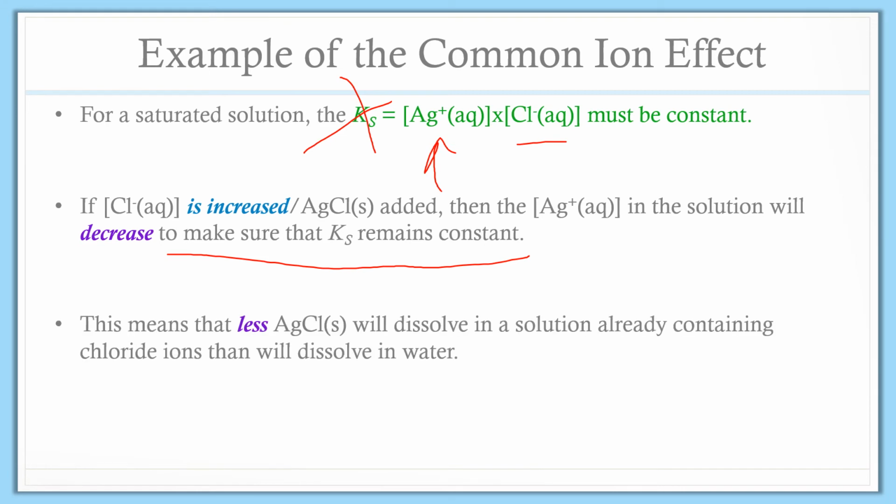Okay. So that means that less silver chloride will dissolve in a solution already containing chloride ions than will dissolve in water. Basically, what it means is because the chloride is already there, there's no more room for more chloride in the solution, even though there's room for the silver. Because in order for this silver chloride to dissolve, it produces one silver and one chloride. There's no room for the chlorides, so that means that the silvers don't fit either. The chlorides being in common causes the silver to not dissolve.